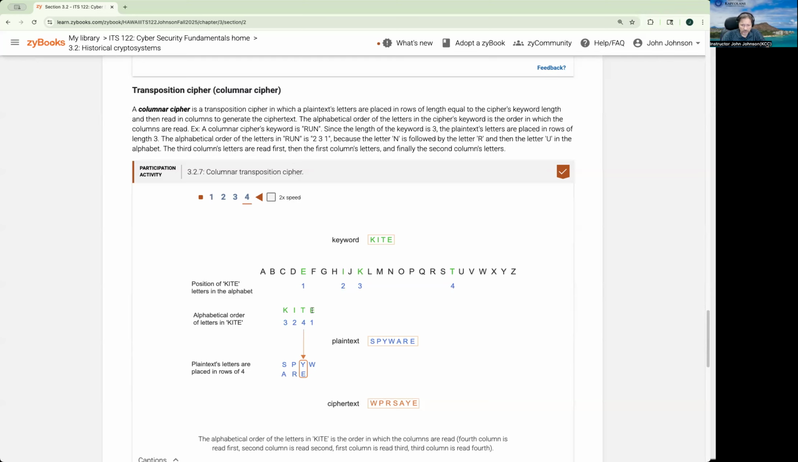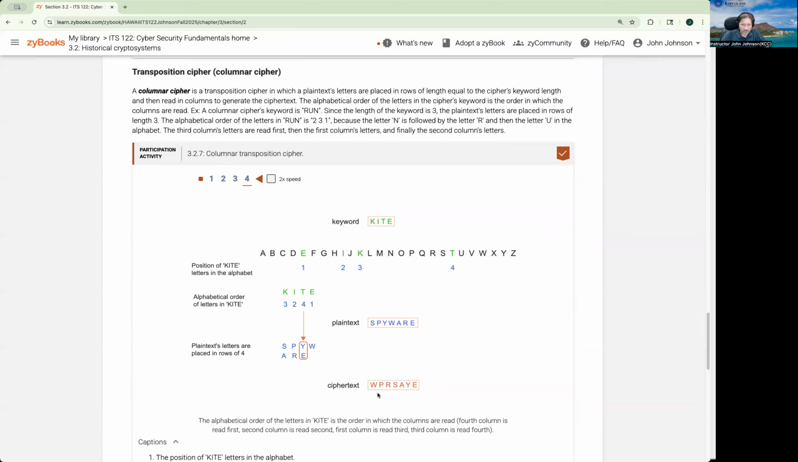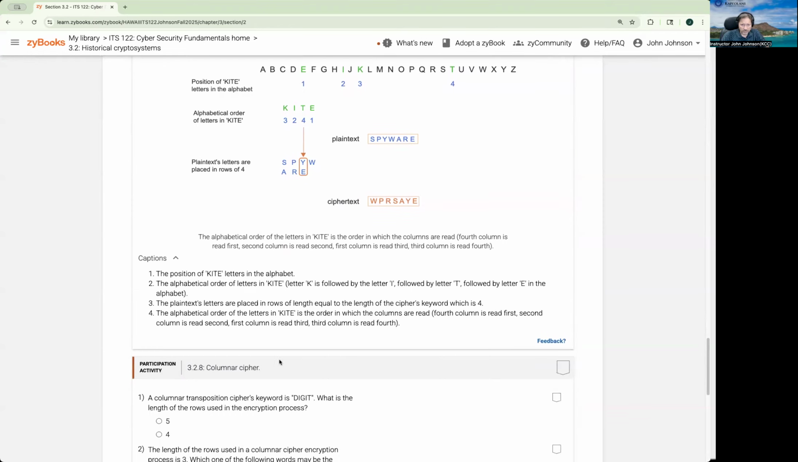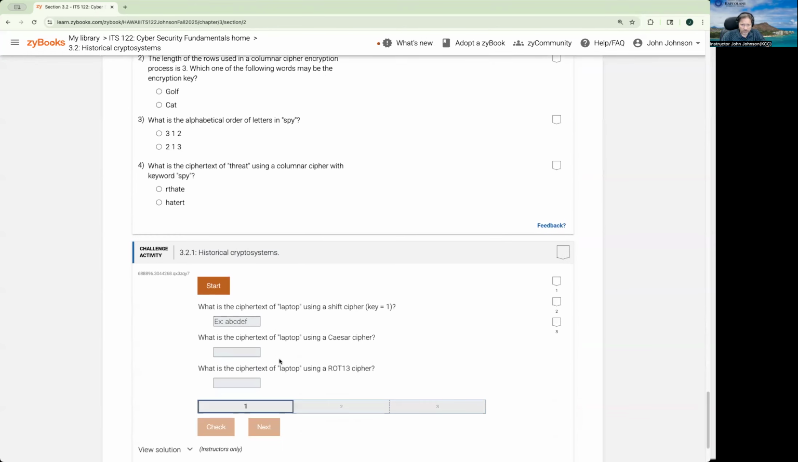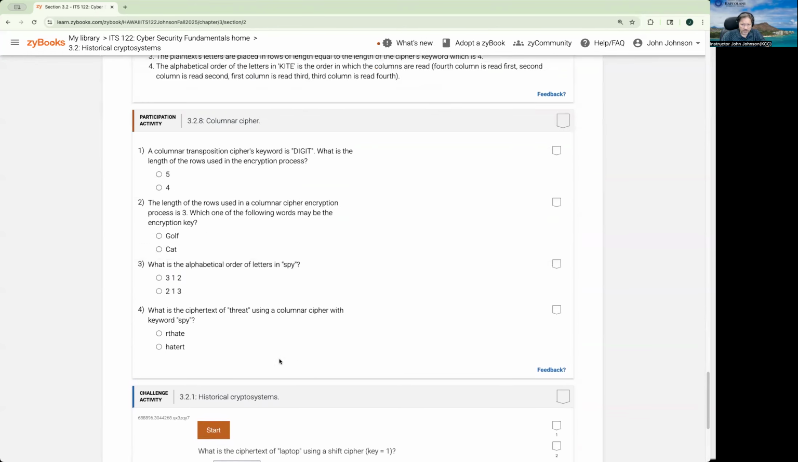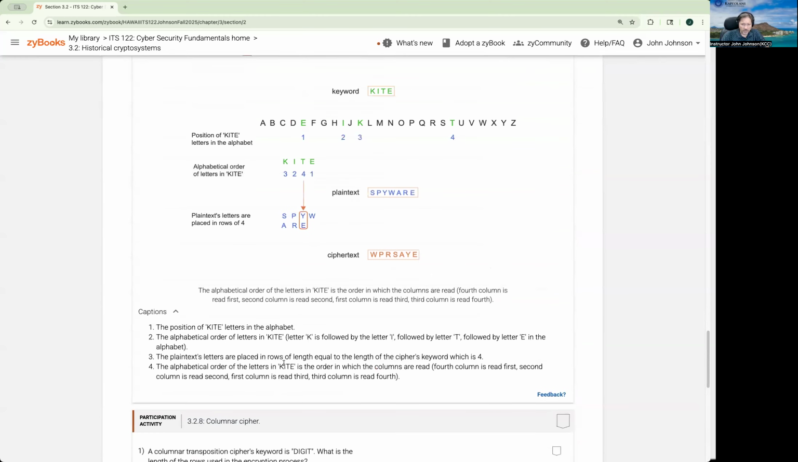Then you look at the one that's the second, that's the I column. So the P and the R. Then you get the K column. That's why it's the columnar cipher here, okay? So you're going by column. So you get WPRSAYE. And that is the transpositional cipher. So you've got a bunch of questions here to test your knowledge. Go ahead and knock through all that.